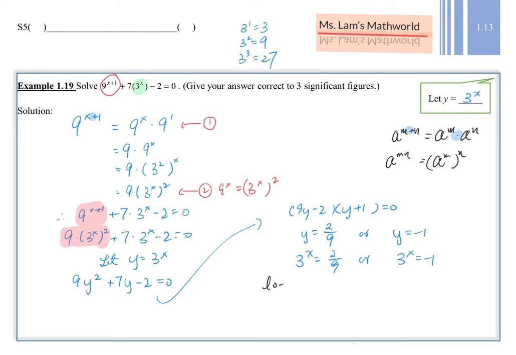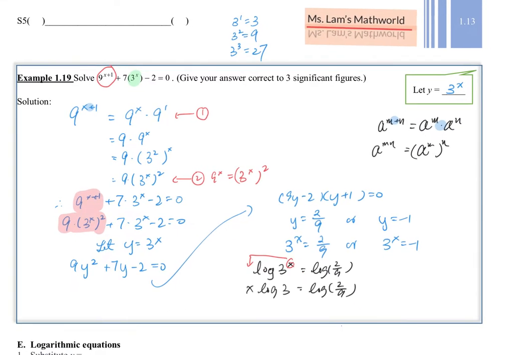So we can take log. Right, and then x, take it out. So when we take it out, we put the power in this way, so that you can use a calculator to get the answer. Done. And for the next one, this one will be rejected.